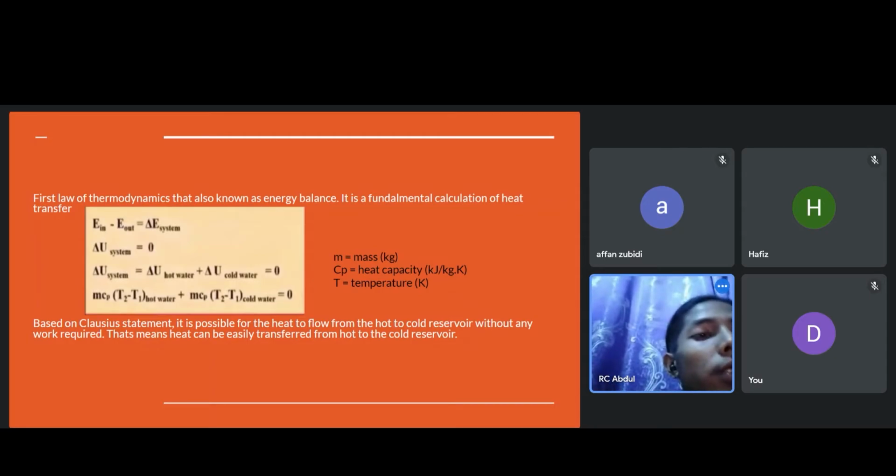Based on the Clausius statement, it is possible for the heat to flow from the hot to cold reservoir without any work required. That means it can be easily transferred from the hot to the cool reservoir.